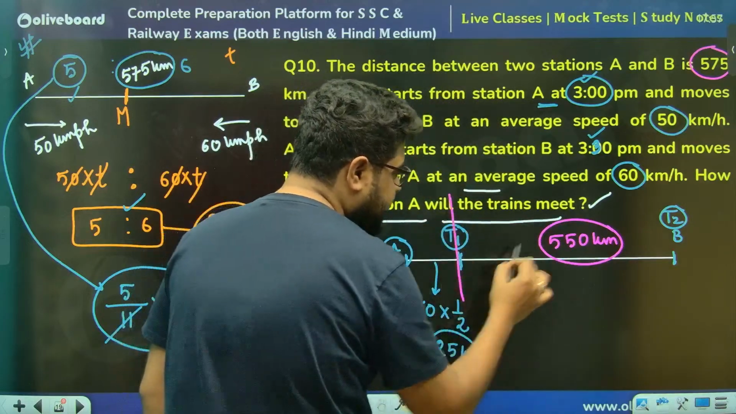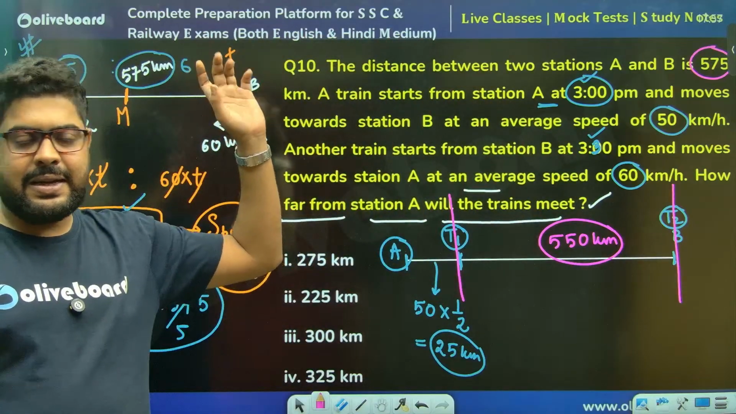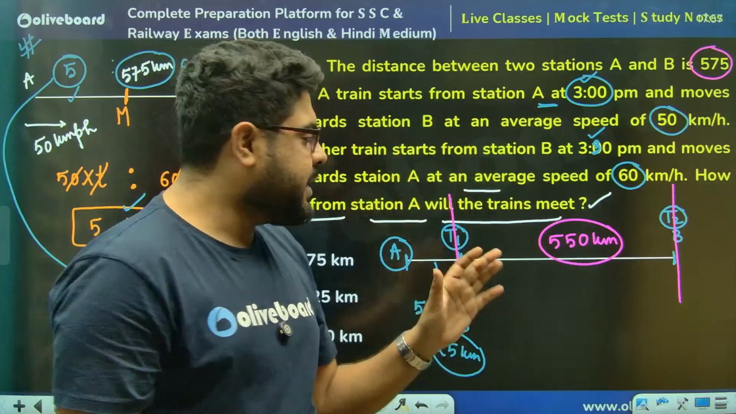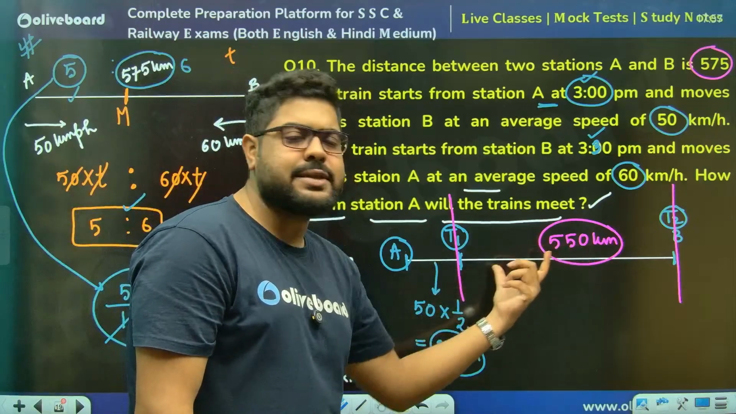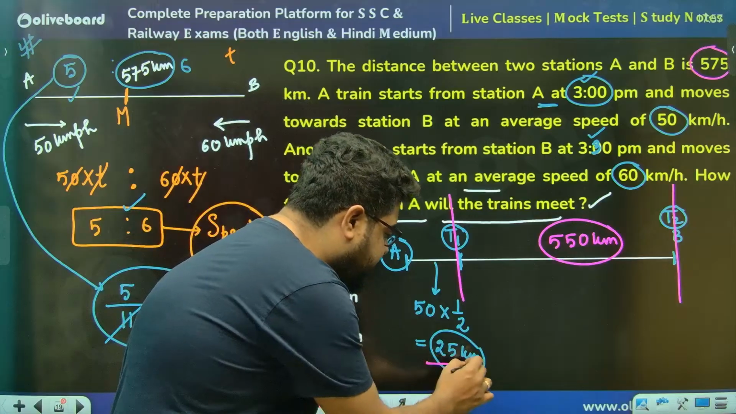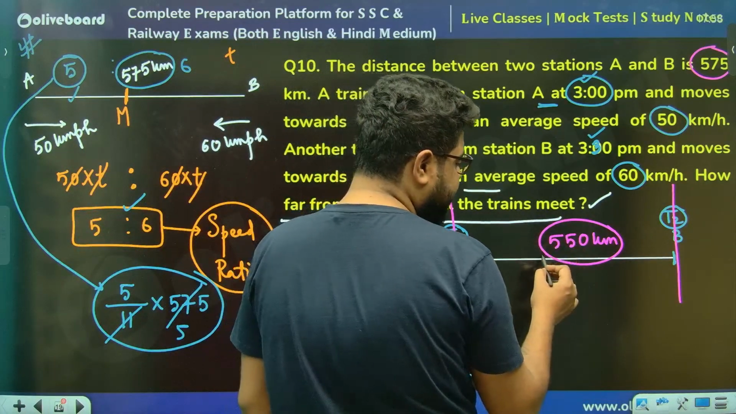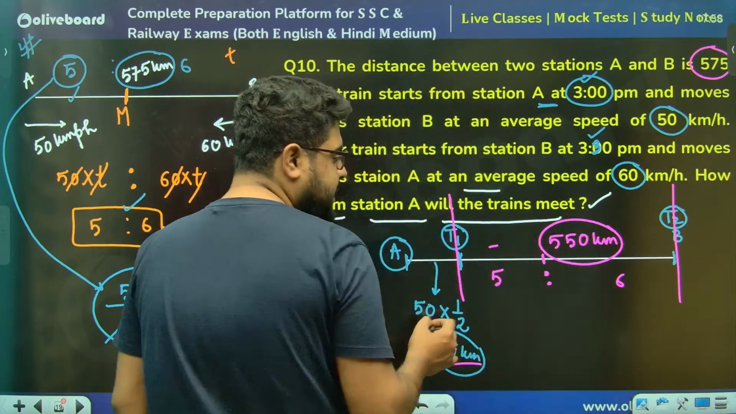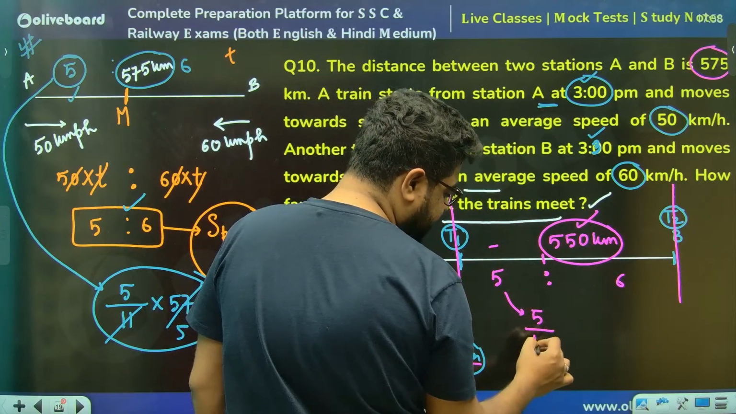Now think about this situation. Just like the last question, let's say both of them are starting at 3:30. That half an hour time difference we have taken care of. That means the distance is now not 575, it's 550, because one train has already traveled 25 kilometers. Now look, it will be done in one line, sir. Where will they meet? They will meet somewhere here in the ratio 5:6. So 11 parts is 550, or you can say these 5 parts will be 5 by 11 into 550.